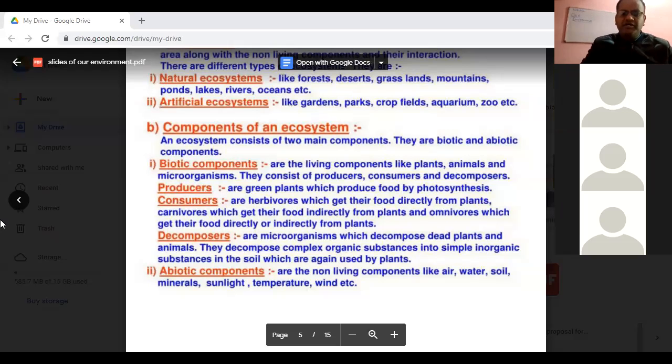An example of herbivores is cow, deer, so they eat only plant material. So they are at the first, or we can say the primary, level of the consumer. Very good, Anjali. Then Aryan, you can unmute yourself, Aryan. The question for you is: who are secondary consumers?